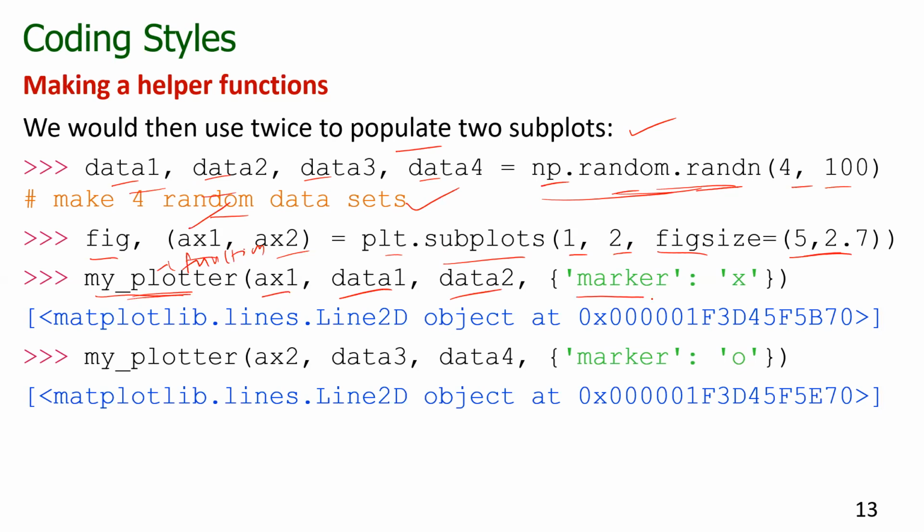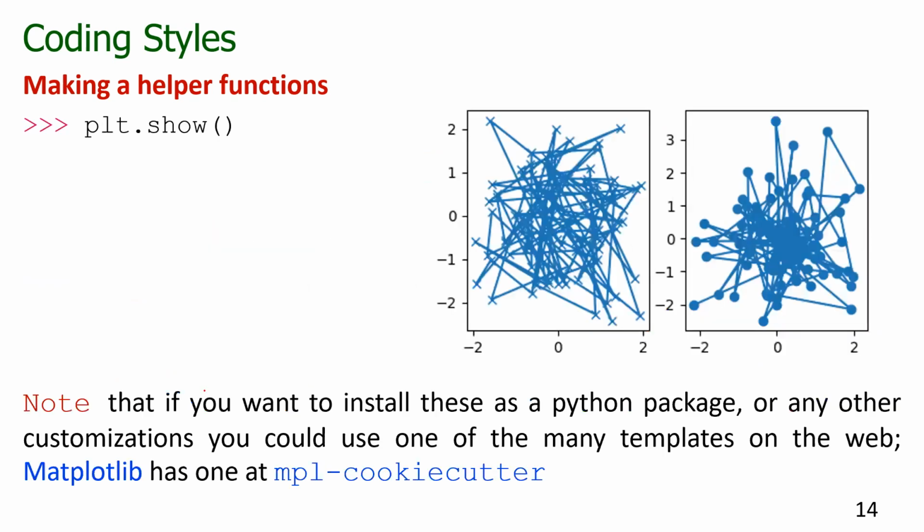We make the marker type x. Then another time we repeat the same function my_plotter. For another axis we take ax2, with data3, data4, and marker with o style. That means this is object-oriented style, this is PyPlot style. Now let us see. Whenever you use plt.show, these are all the outputs we got.